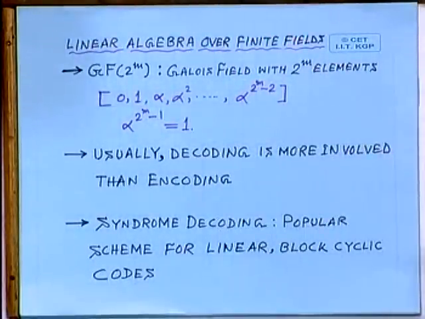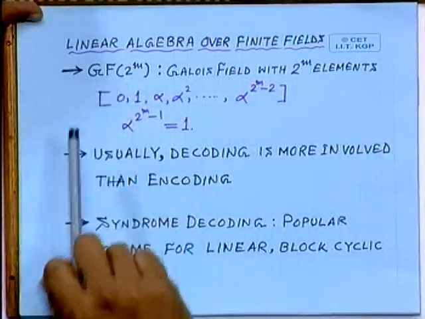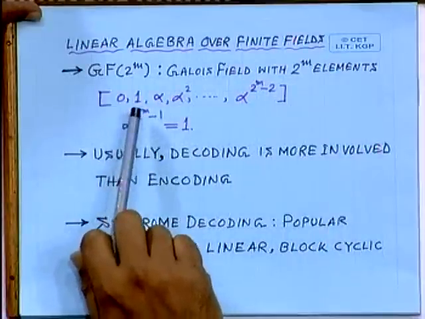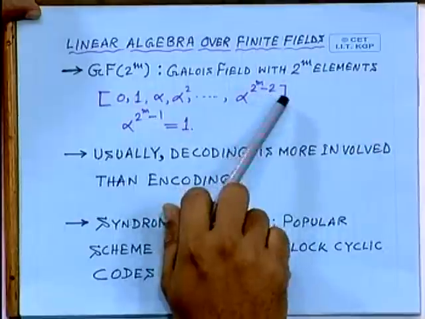0 and 1. Usually we indicate the 2 to the power m elements of a Galois field in this form: 0, 1, alpha, alpha square, etc., up to alpha to the power 2^m minus 1.